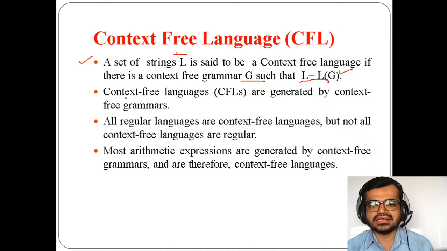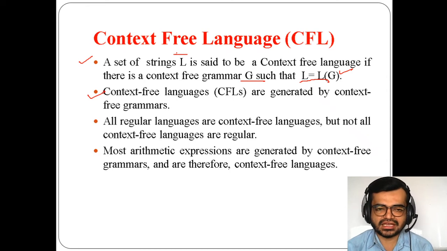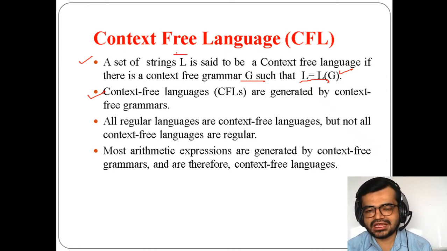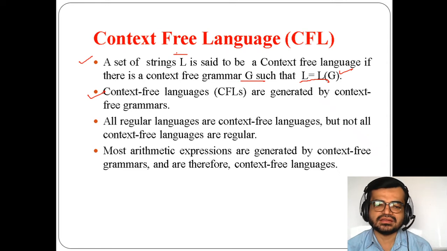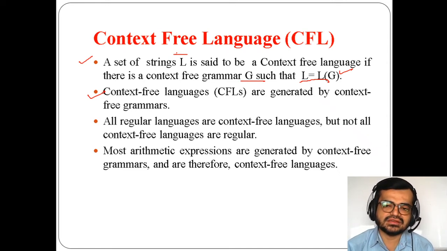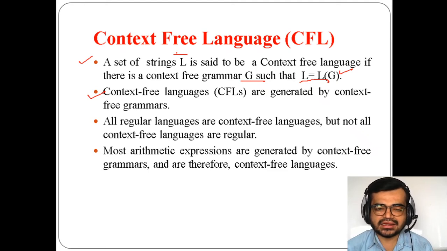Next is context-free languages. These will be generated with the help of context-free grammar only. That means with the help of grammar you generate a number of strings, and the set of strings forms your language. So context-free languages are generated with the help of context-free grammars. And in the previous session I told you that regular languages are a subset of context-free languages. I am repeating the term: a regular language is a subset of a context-free language.